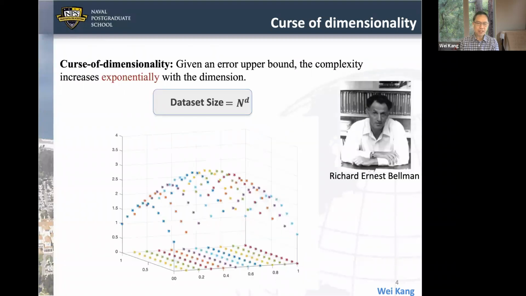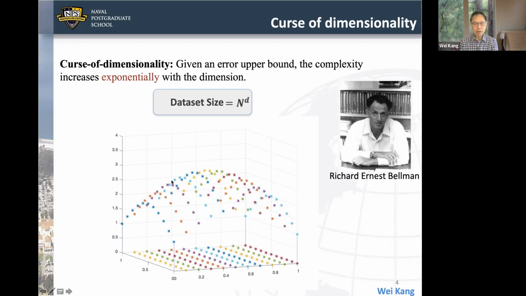Let's use interpolation as an example. You use a spectral or pseudo-spectral approximation, similar. Say you want to approximate a function with a two-dimensional input, x and y, and you know the value of the function at the grid points.